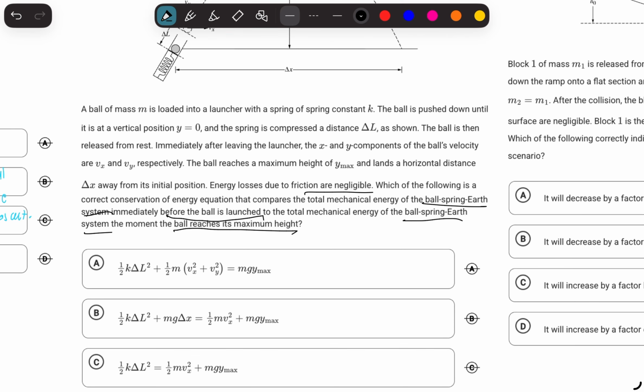So let's start out by listing our energies here. We can write that we have conservation of energy because we don't have friction. So E initial is equal to E final. And also we can start to consider what our kinetic energies are and what our potential energies are.